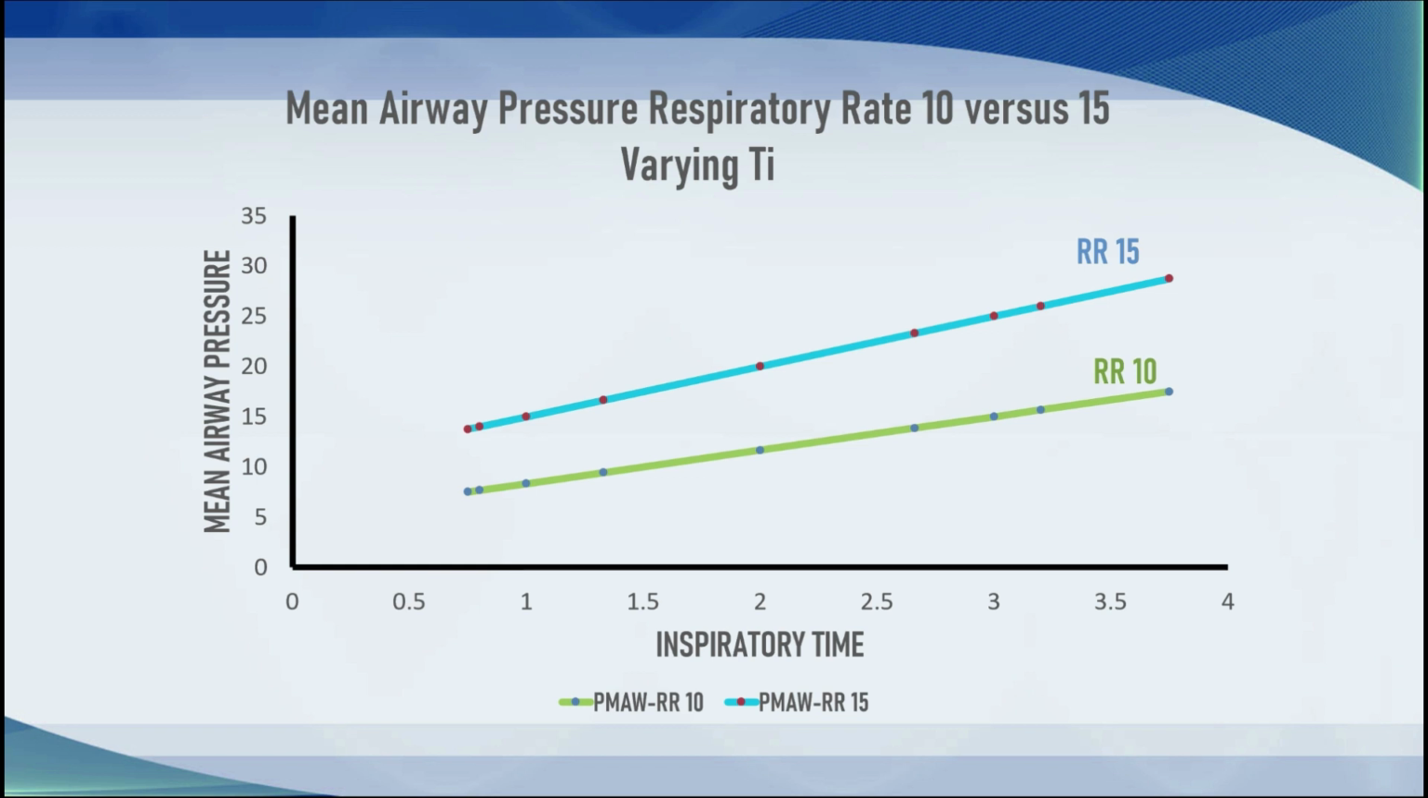And just to point out, on this particular diagram, we are mapping out mean airway pressure on the y-axis and inspiratory time on the x-axis. And you can see that the mean airway pressure increases progressively with inspiratory time. And this effect can be enhanced by increasing the respiratory rate. But keep in mind that there comes a point where Auto-PEEP emerges.